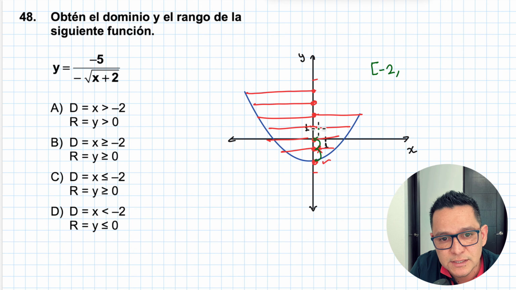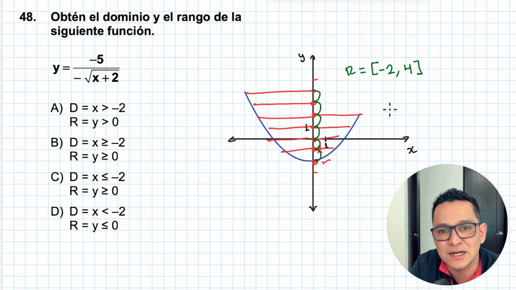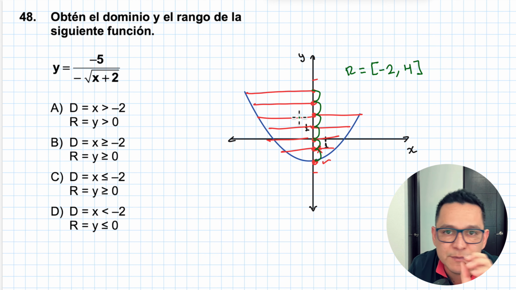And where does it go up to? Up to 1, 2, 3, 4, from -2 to 4. This right here is already the range of the function of this one I'm making up here.